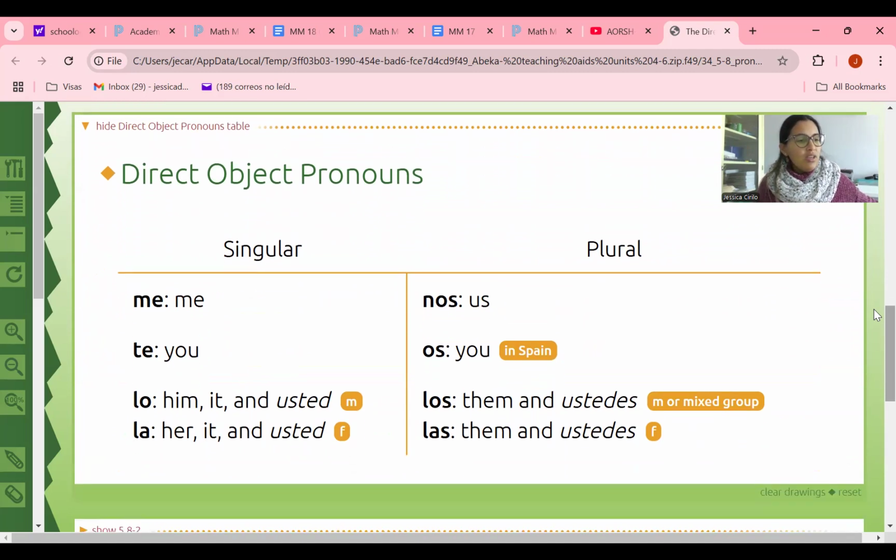So this table here shows the direct object pronouns in Spanish. And remember that the word it does not have a direct translation in Spanish when it is used as a subject, okay? Because everything has gender in Spanish. So that's why we don't really use it as a subject. However, when it is used as a direct object pronoun, it is translated to la or lo, depending on the gender of the noun replaced, okay?